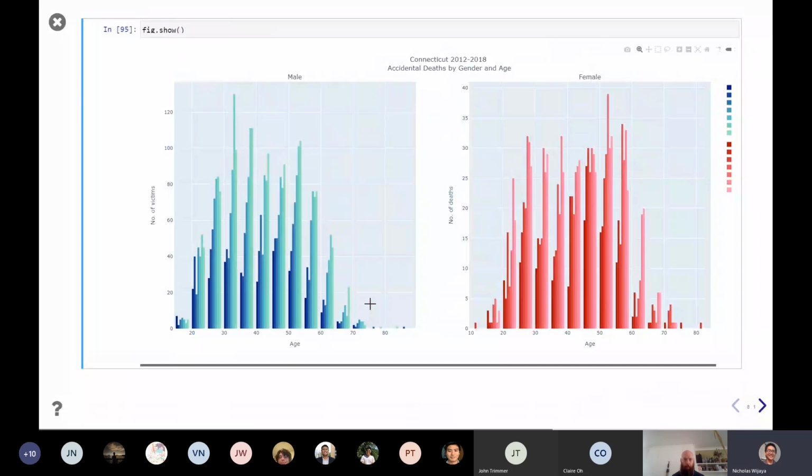So this one shows the gender distribution of the victims. Let me show you.